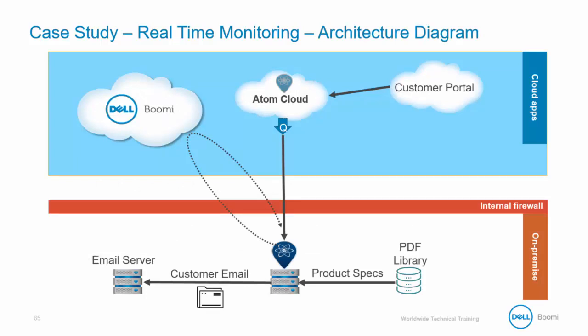This is a screenshot of what the setup looks like. Notice the external atom cloud receives action from the customer portal. We'll then direct that request to the local atom, which will read from the PDF library, build the customer email, and send it off through the email server.